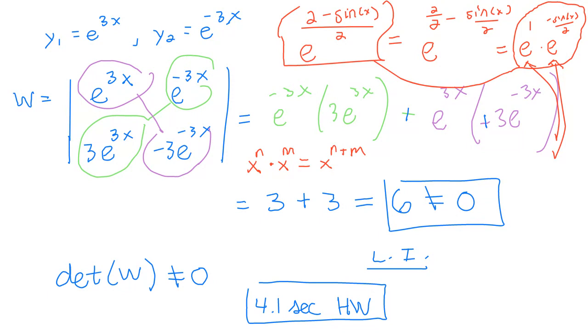I tried that problem for several days. All right, well, try it again. Just know that you can write it as e to the 1 times e to the negative sine x over 2. Yeah, I'll look at it.